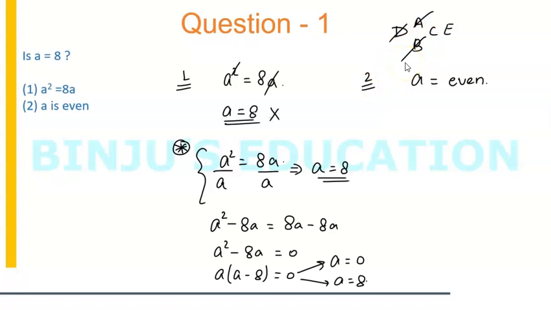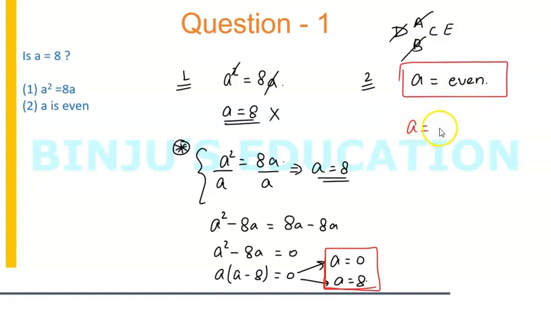Now let's combine the two. The conclusion from the first statement is A is equal to 0 or 8, and from the second it is A is even. What's the common part between A equals 0 or 8 and A even? The common part is A is equal to 8. Now if you think that A is equal to 8 is the only common part, then again you are wrong.